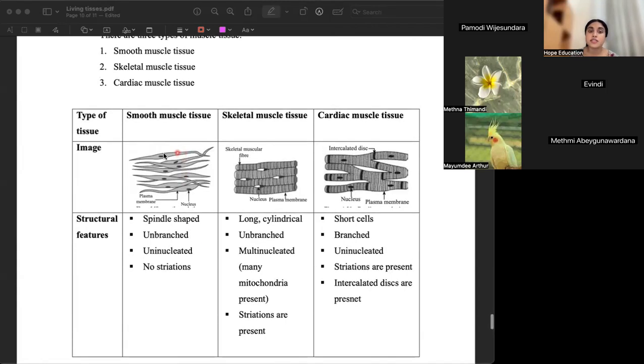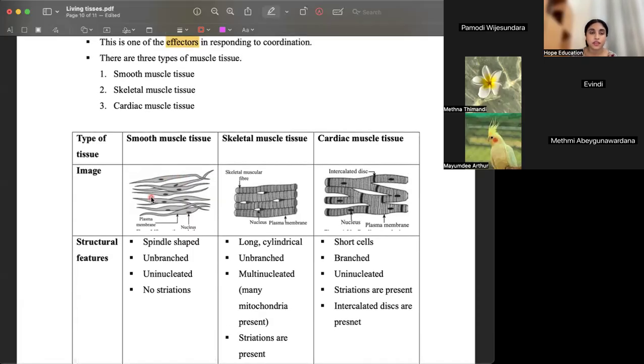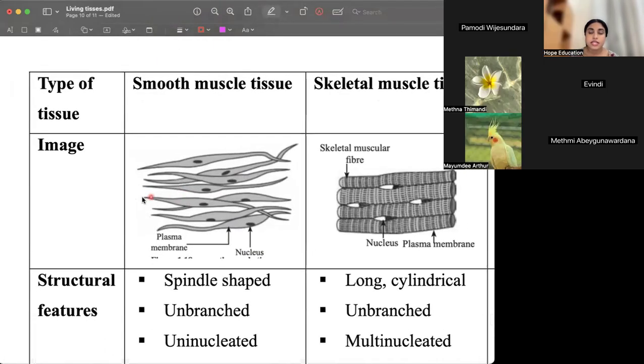So if we take smooth muscle tissue, you can see here. This is the smooth muscle tissue. What are these? These are cells, smooth muscle cells. In muscles, cells are called fibers. So these are smooth muscle cells or smooth muscle fibers. Each has one nucleus. So these are the smooth muscle cells or muscle fibers in the smooth tissue.